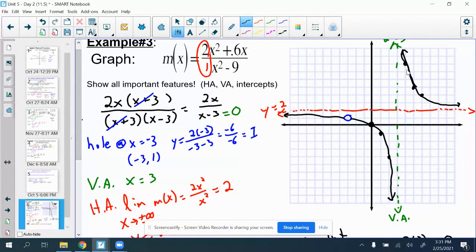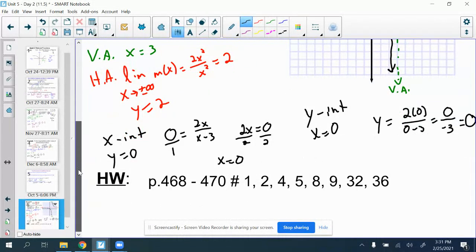Okay, so if I put this in my calculator, it's going to tell me undefined at 3 and negative 3, but because x plus 3 canceled out, there was a hole there, so there's really no value there. And then this didn't cancel out, that's my vertical asymptote.